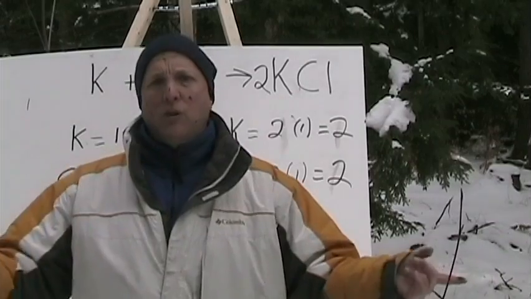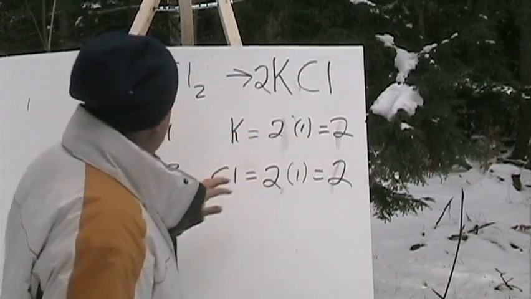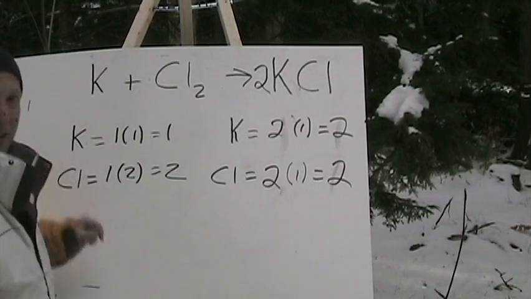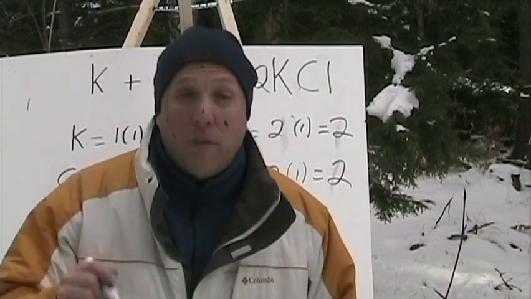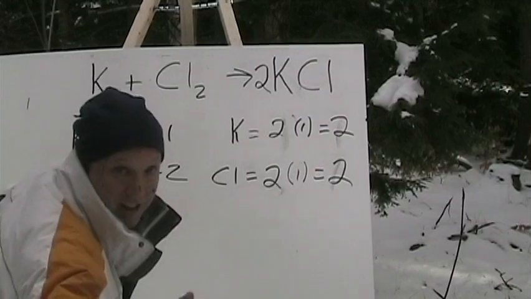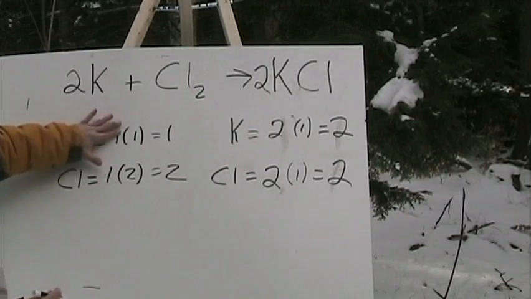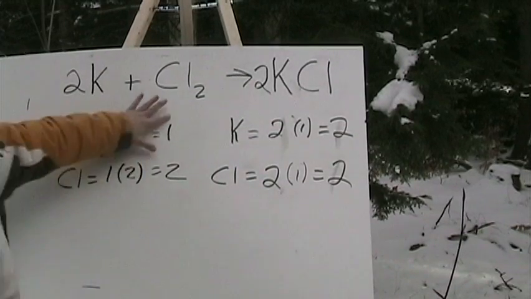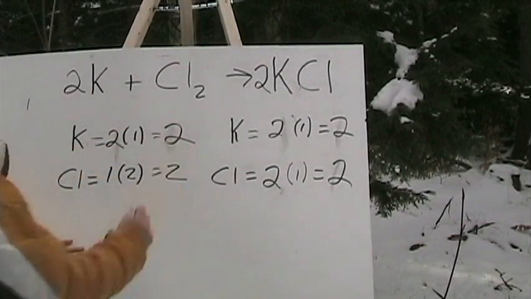Yay! But Houston, we have a problem. We have 2 K's on the product side, the right-hand side. We only have 1 on this side, so what do we do? Please say we change the coefficient. We change the coefficient. So we're going to change the coefficient, just like you said. Coefficient of 2. 2 times 1 equals 2.